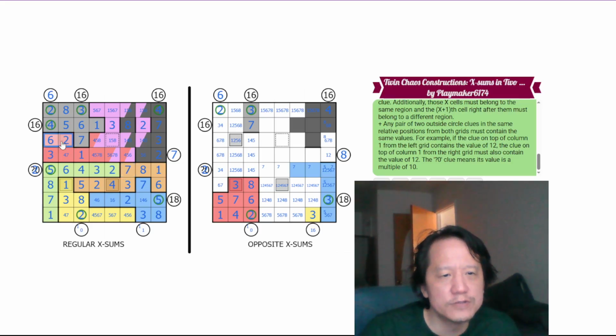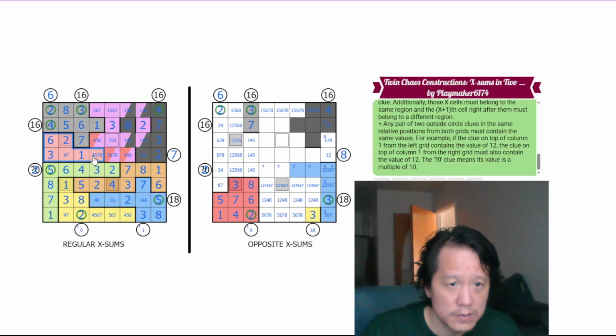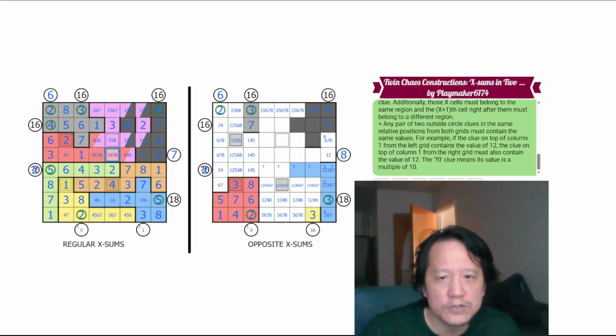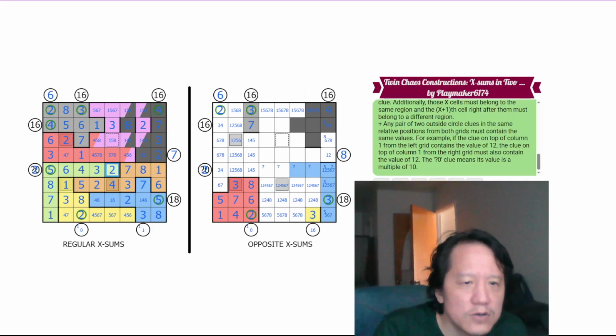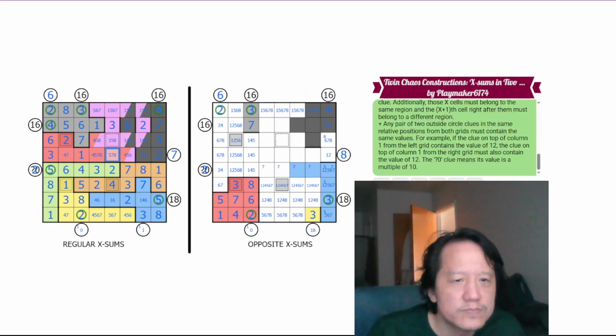So we have 1, 2, 3, 4, 5, 6. You could go 7, but that would have to be 8 there, and therefore this is always red. So that's always red. So no 6 here. So this has to be pink.